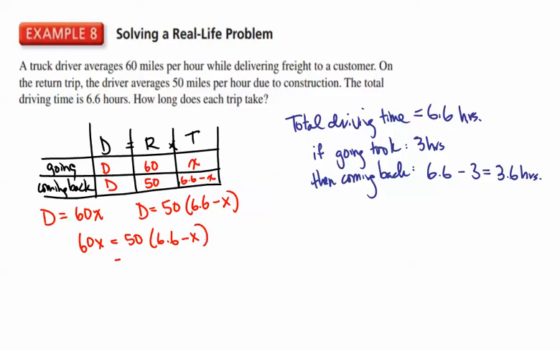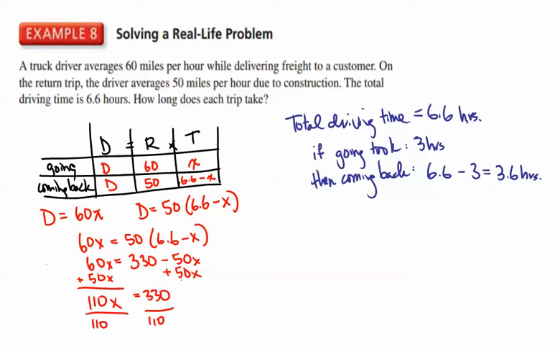We distribute on the right side 50 times 6.6. You can use your calculator. And when we do, we end up with 330 minus 50x is equal to 60x. Just be careful here when you isolate the variable, you're adding 50x. Adding 50x, so we'll have 110x is equal to 330, dividing both sides by 110, and we will get that x is equal to 3.